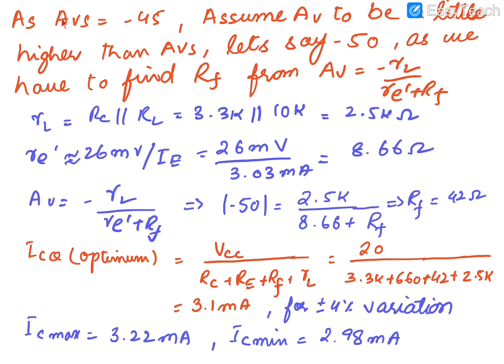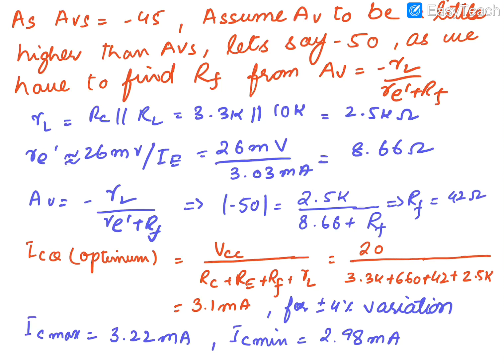So as the overall voltage gain is minus 45, the open loop voltage gain should be slightly greater than this overall voltage gain. It means that this AV, from collector to the base side, will be slightly greater than minus 45. So we assume it to be minus 50.